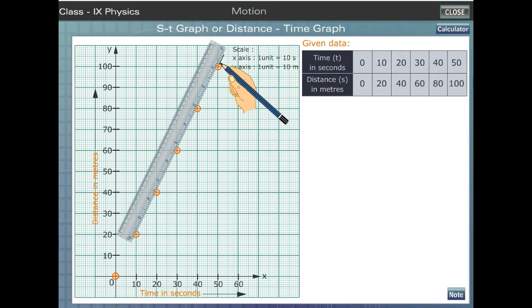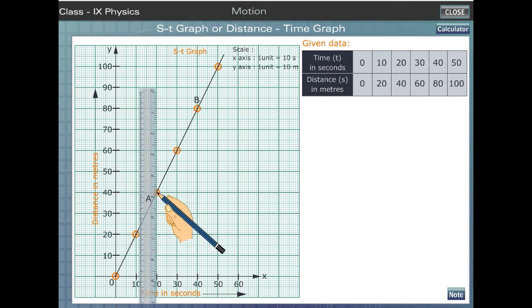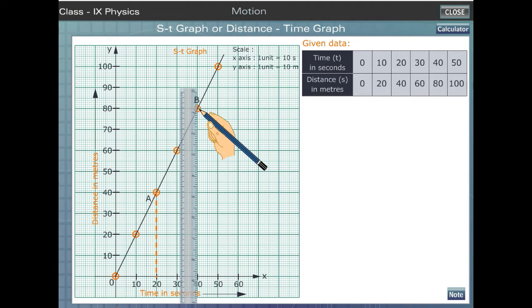Join the plotted points to get a best fit graph. Give a title for the graph. Consider any 2 points A, B on the straight line graph. Draw perpendiculars from A and B to X and Y axis and construct a right-angled triangle ABC.